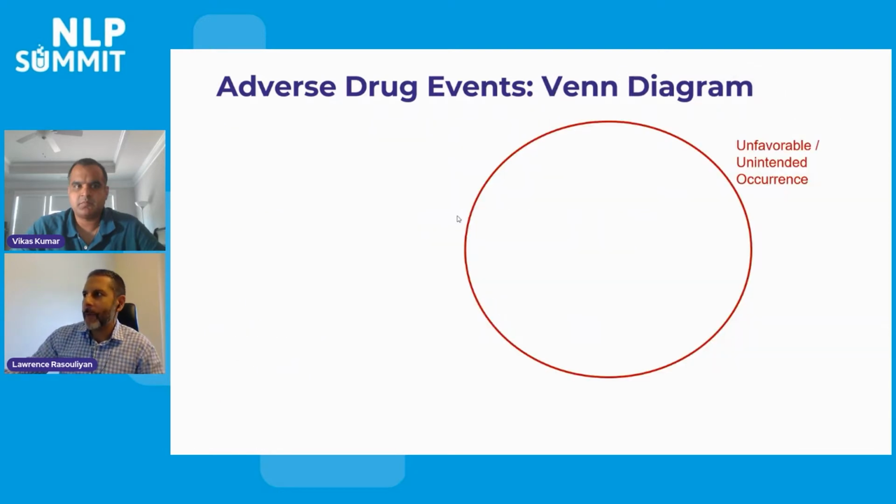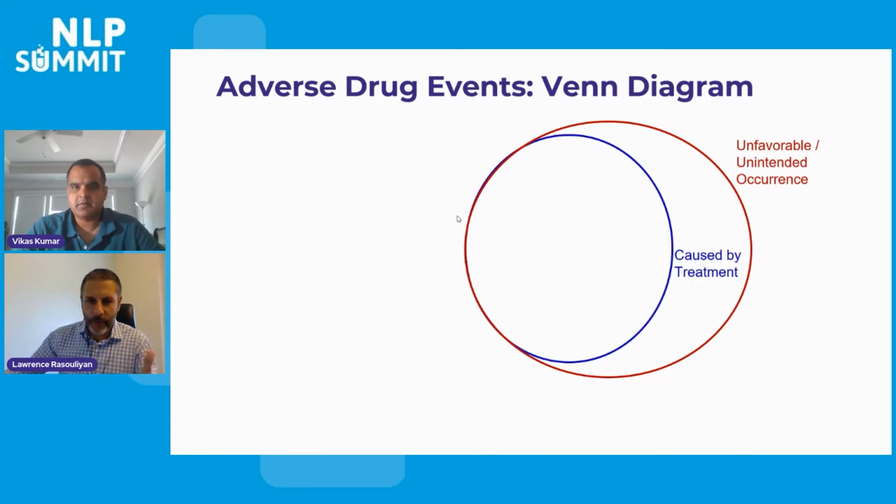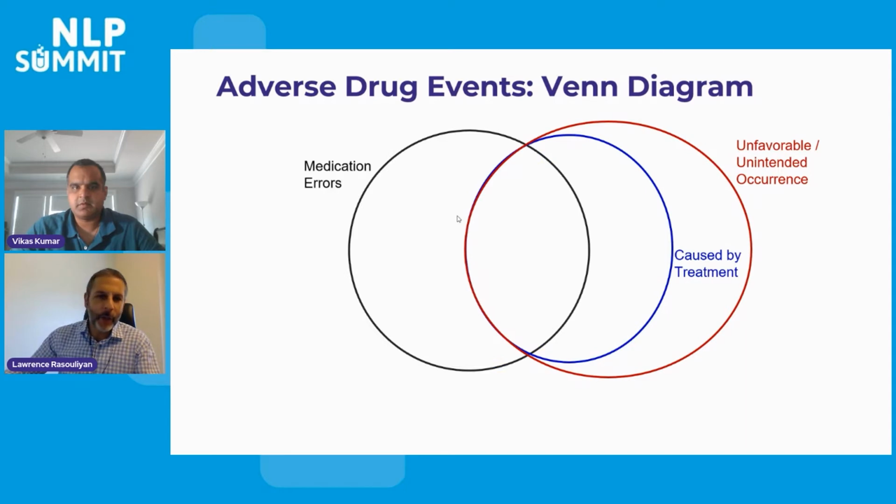And to drive the point even further, I tend to like Venn diagrams and like to see these visuals. I think it really helps me understand. So if we start with the universe of unfavorable and unintended occurrences, so this is our definition of adverse event, a subset of those are going to be caused by the treatment. And so that's the blue circle here. And then if we add in the element of medication or human errors, that's the black circle here. When we have the intersection between these circles, different portions of them correspond to the terms we covered.